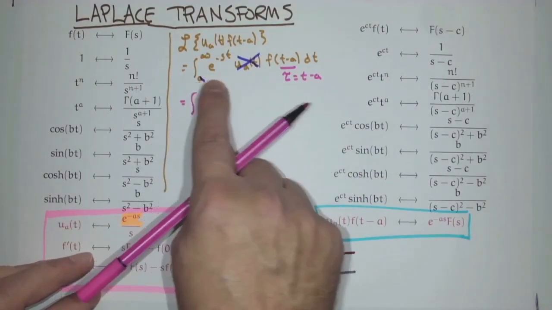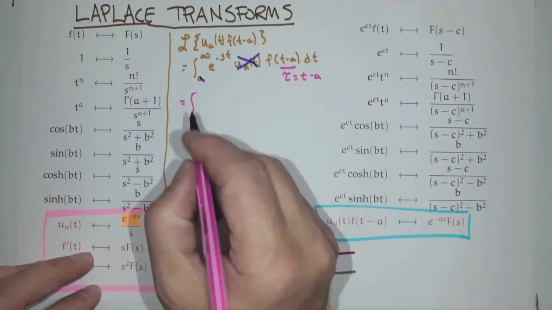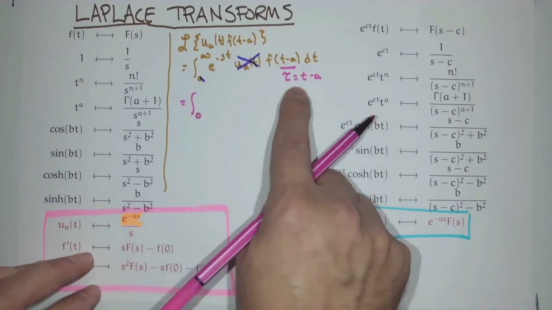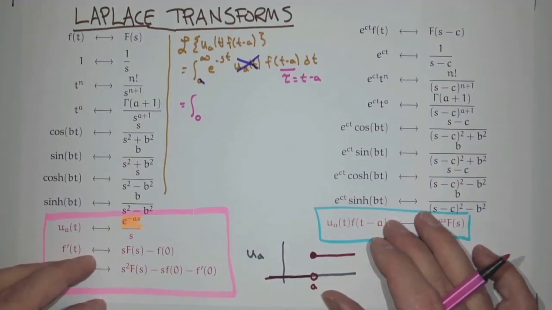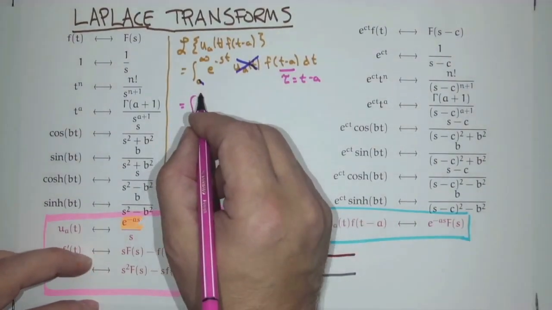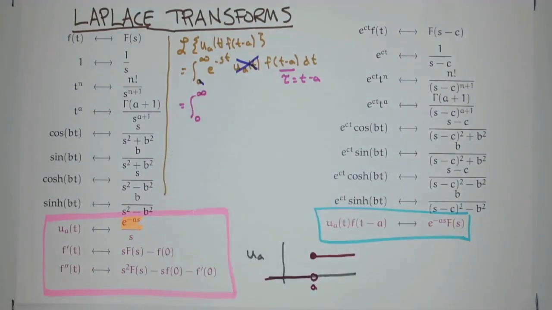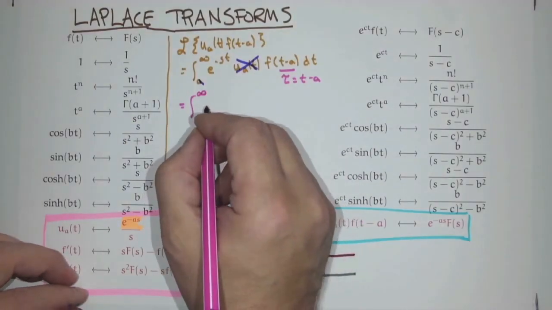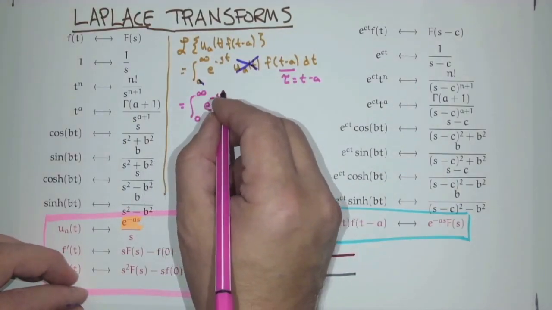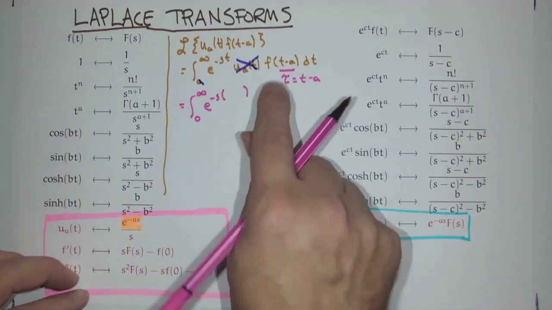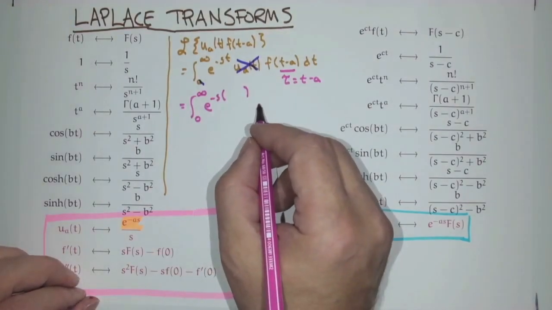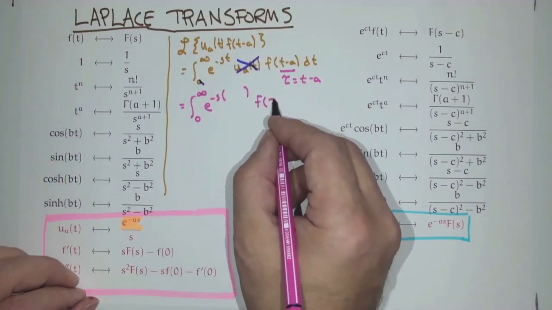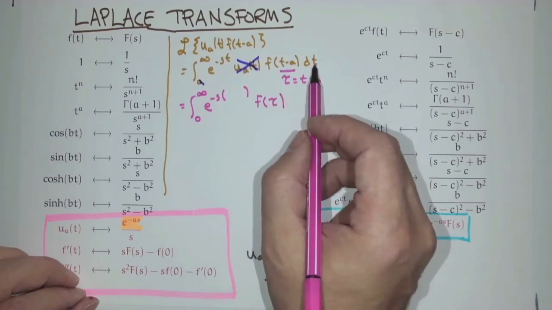If t equals a, what does tau equal? 0. And if t equals infinity, what does tau equal? Some people might say infinity minus a. Well, that's still infinity. So our bounds shift from 0 to infinity. That's a good sign. e to the minus s something, I'll come back and fill that part in. f of t minus a becomes f of tau, because that's how we're choosing our tau. What does dt become?